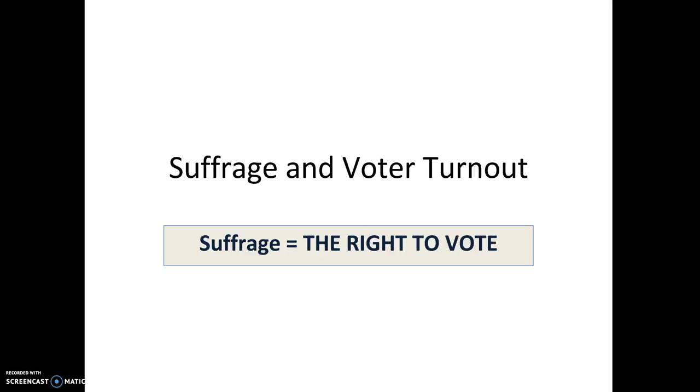Suffrage is a fancy word that means the right to vote. If you have suffrage, you have the right to vote. You can actually show up on election day and cast a vote for an elected leader in your country and in your government. Let's talk about how the right to vote has expanded in the United States over the years.